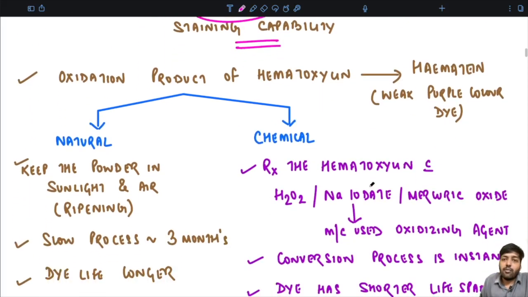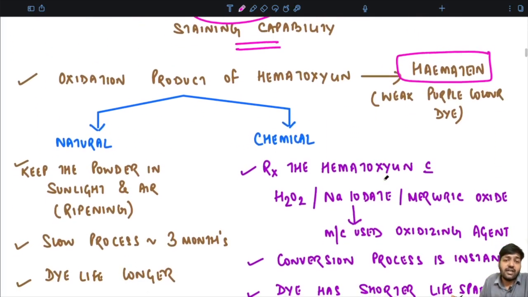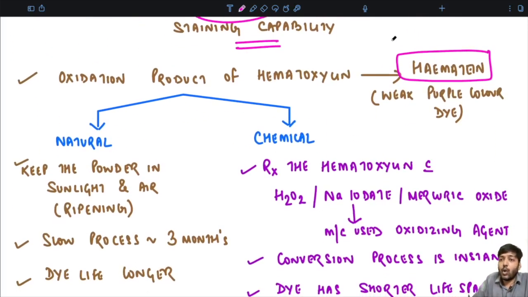Now, the oxidation product of hematoxylin. What is the oxidation product of hematoxylin? It is hematin. So remember, the hematoxylin powder that you obtain, this brownish tan powder, first needs to be oxidized, okay? The oxidation product of hematoxylin is called hematin, which is a weak purple colored dye. So what is the method? How do you carry out oxidation of hematoxylin? Again, an important exam viva question.